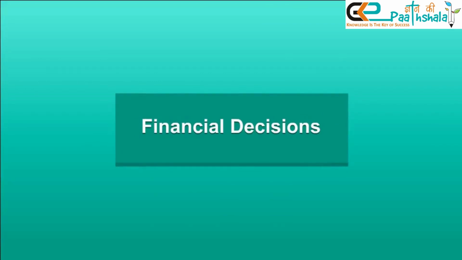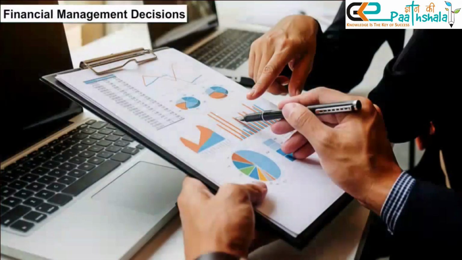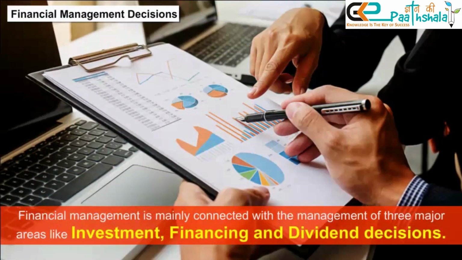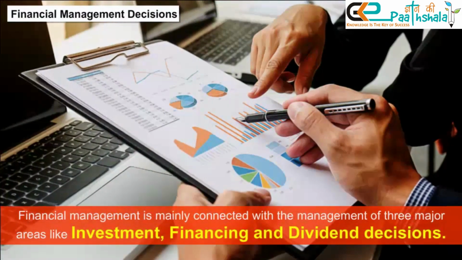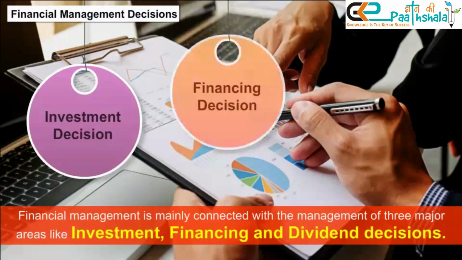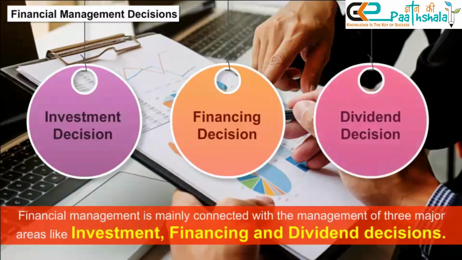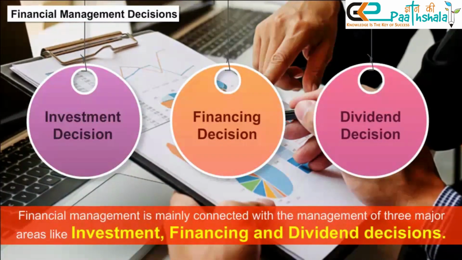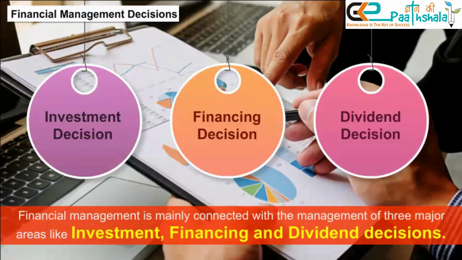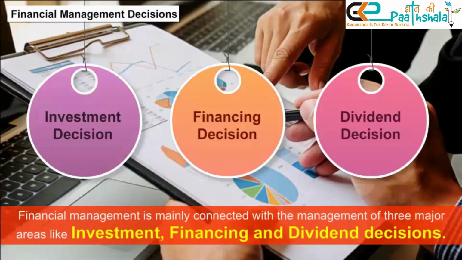Financial decisions. Financial management decisions. Financial management is mainly connected with the management of three major areas like investment, financing, and dividend decisions. It analyzes these three major areas and finds solutions to these problems.